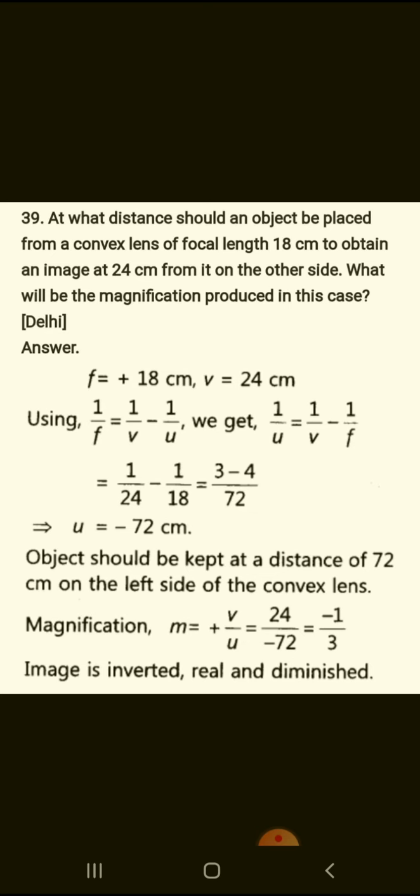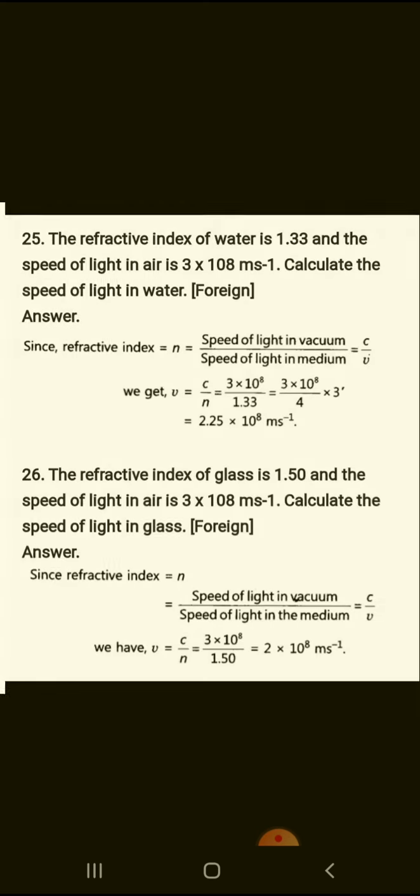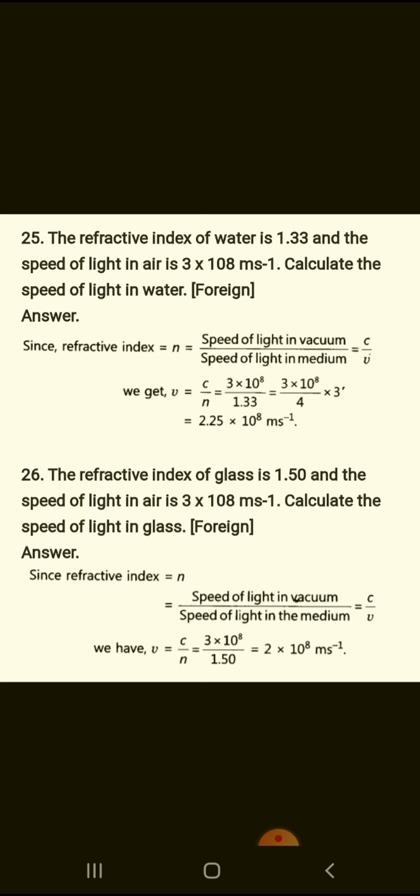We have to write which type of image we have. Since we have magnification of minus 1 upon 3, that means we have a diminished image. If it is more than 1, then we have an enlarged image, but here it is less than 1, so we will have a diminished image, real and inverted. How will we find that it is inverted? Since the magnification is negative.